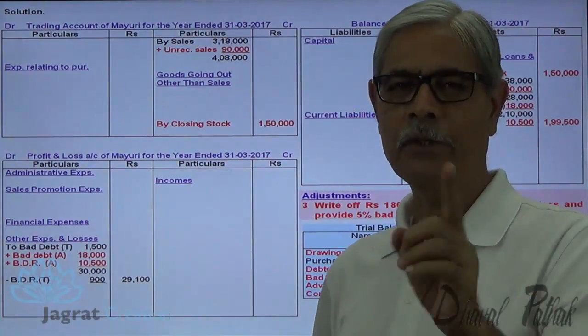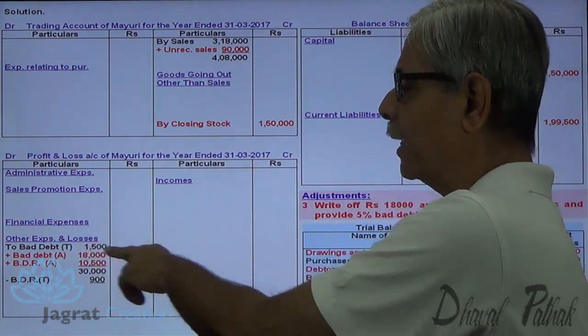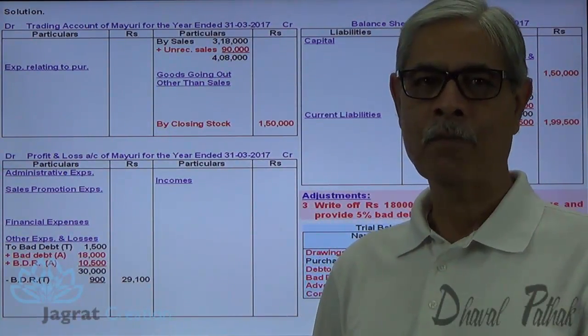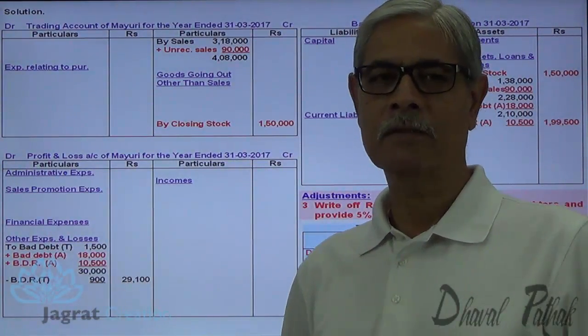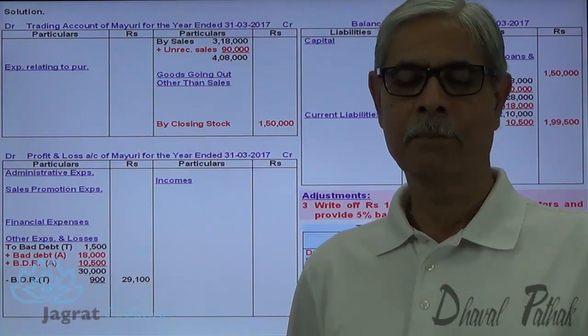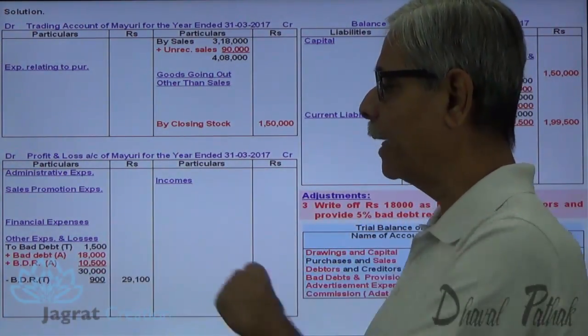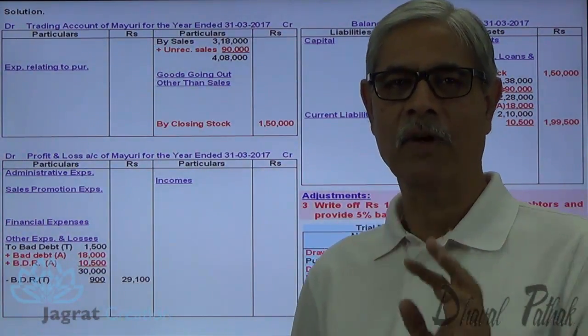Bad debt loss occurred during the year is 1,500. Bad debt loss found at the end of the year is 18,000. Both our losses are required to be debited. Now, for this type of loss on the existing debtors, provision is required. And that provision is identified to be 10,500.